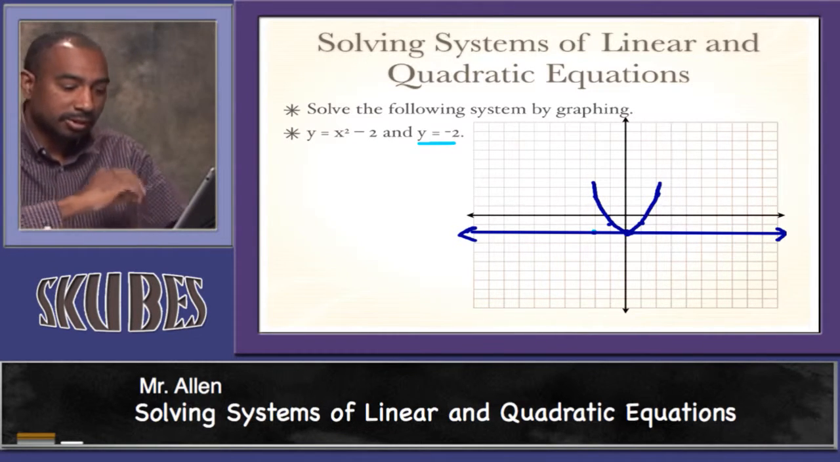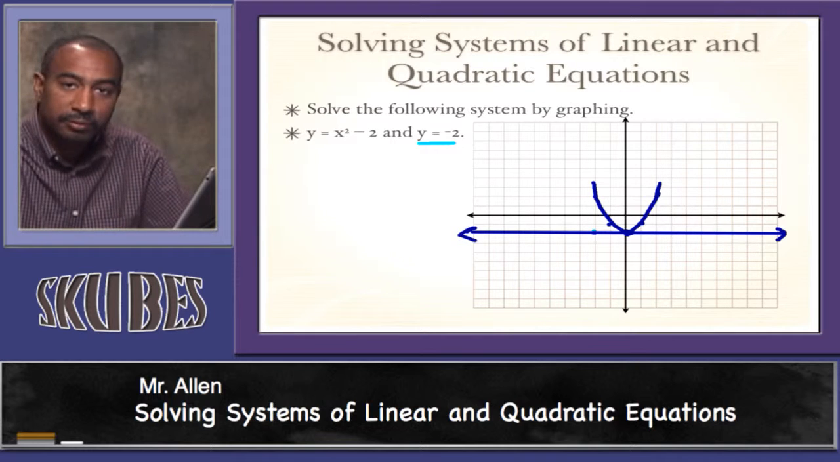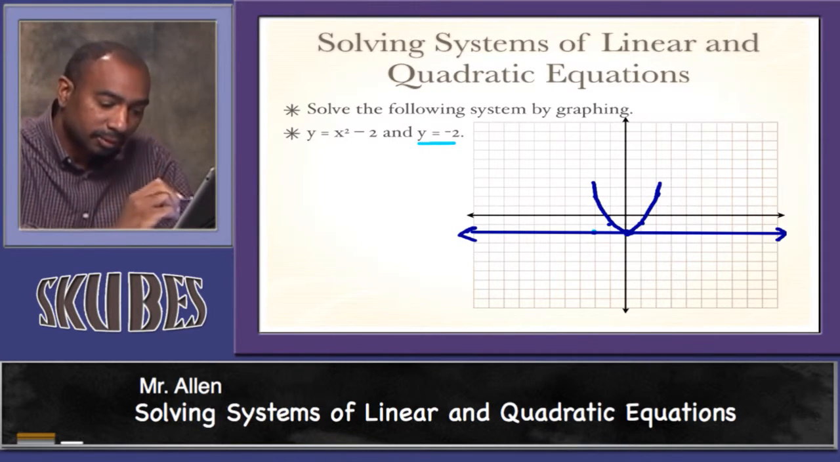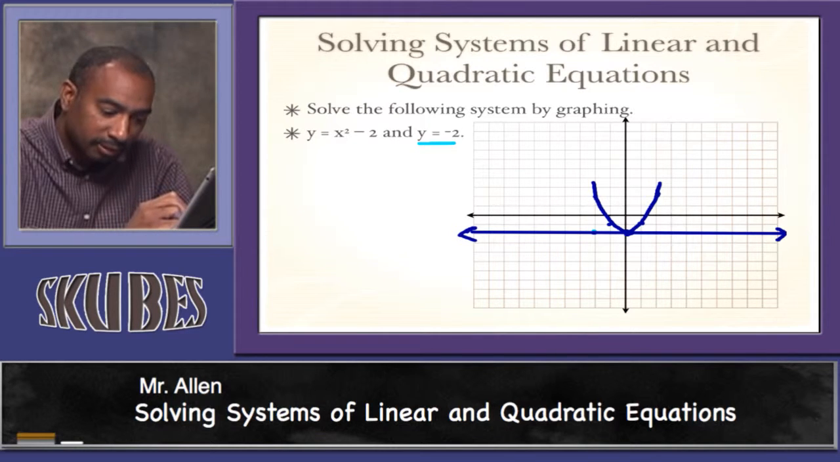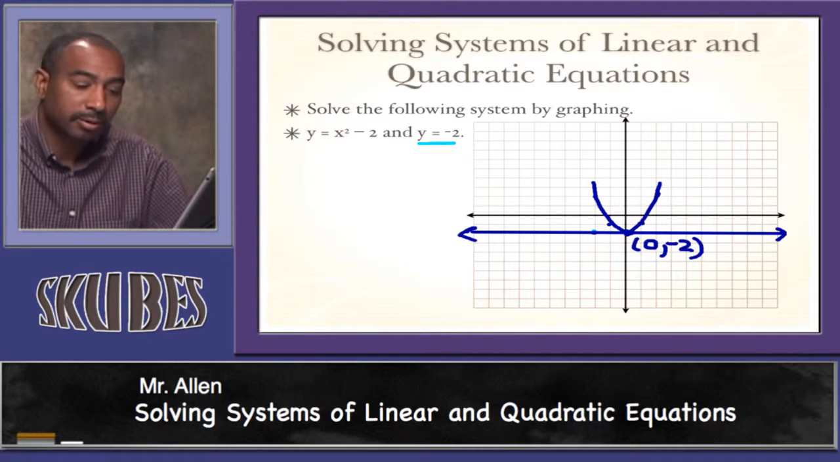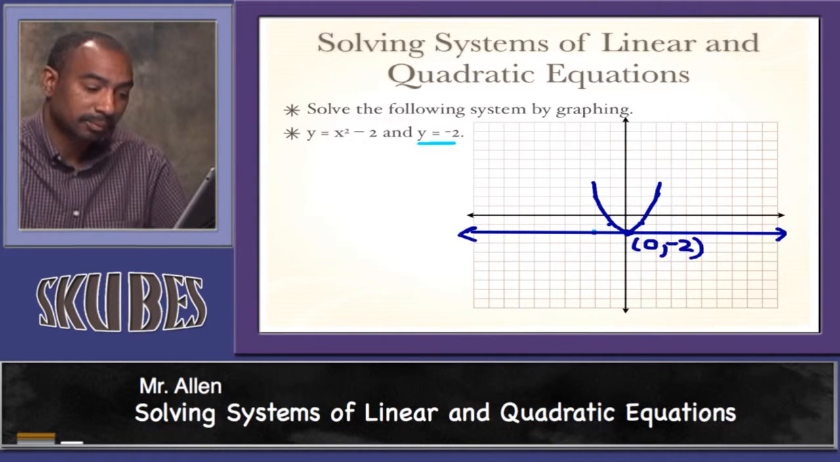And the point of intersection is where both graphs touch. So if you look at the parabola and you look at this line, it touches at (0, negative 2). So that's going to be the solution to this system of equations, (0, negative 2), because that's the only common point of intersection.